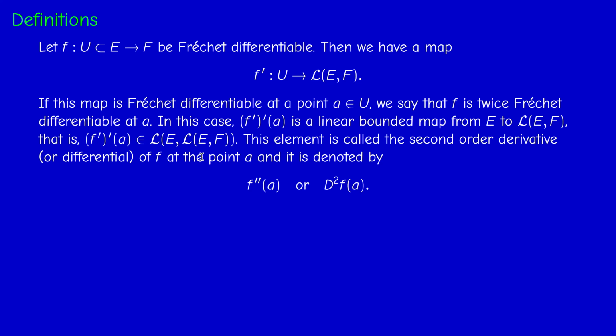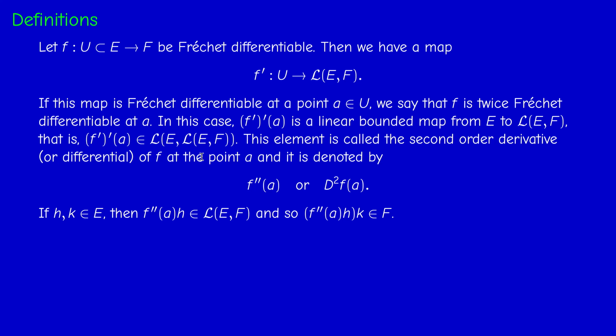Okay, and we identify this, as you know, with the space of bounded bilinear maps from E times E into F. Okay, so we may write the second derivative F double prime or D square F, and you may find other notation in the literature. Okay, so use the notation that you like.